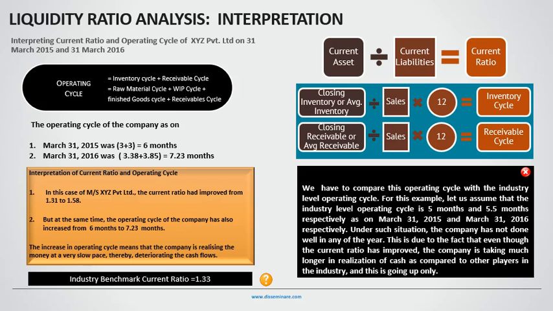Under such a situation, the company has not done well in any of the years. This is because, even though the current ratio has improved, the company is taking much longer in the realization of cash as compared to other players in the industry, and this is going up year on year. This is indicative of deterioration in performance.